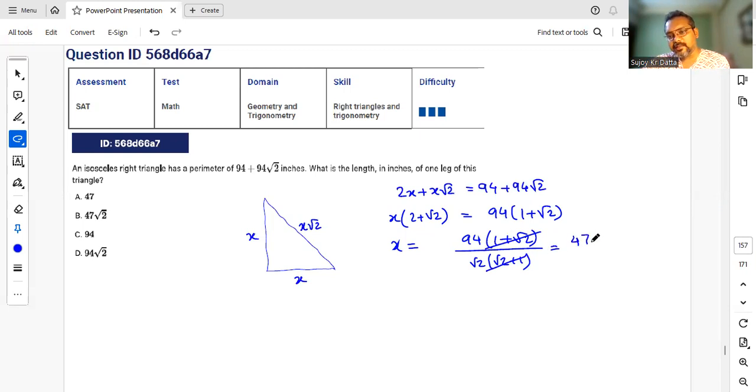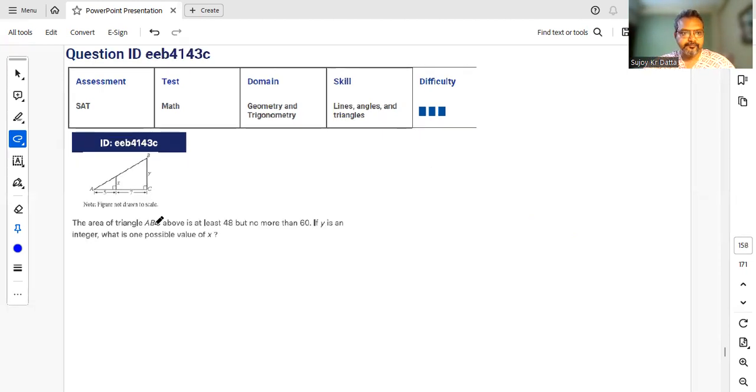And 94 is 47 times 2 over root 2, right? So root 2 and 2 will cancel with a root 2. So 47 root 2. They're saying what is the length of one leg? So one leg is this, that's the x. That's the one they want to find out. So 47 root 2, B. That is the answer. All right, next.